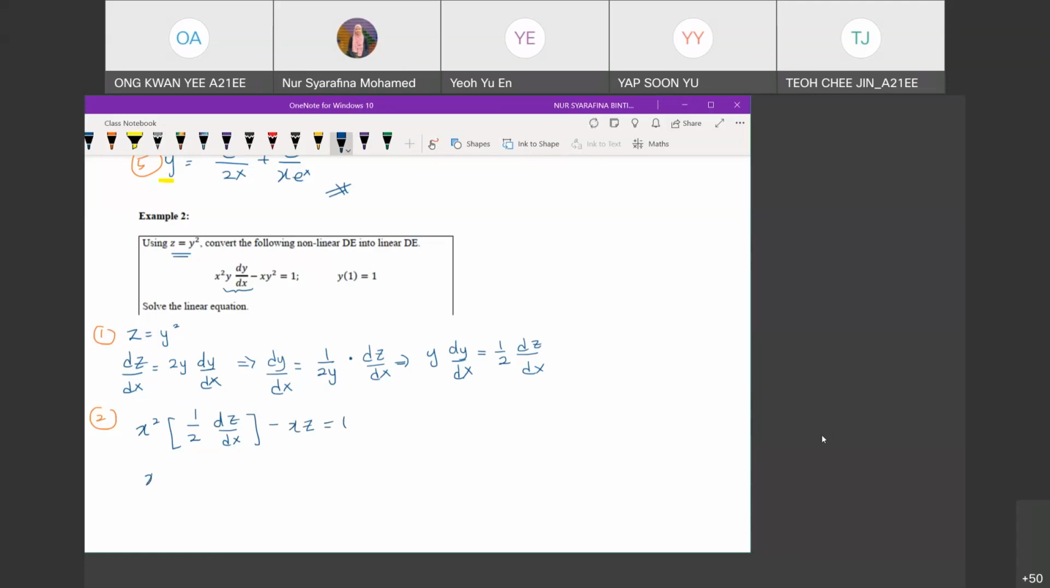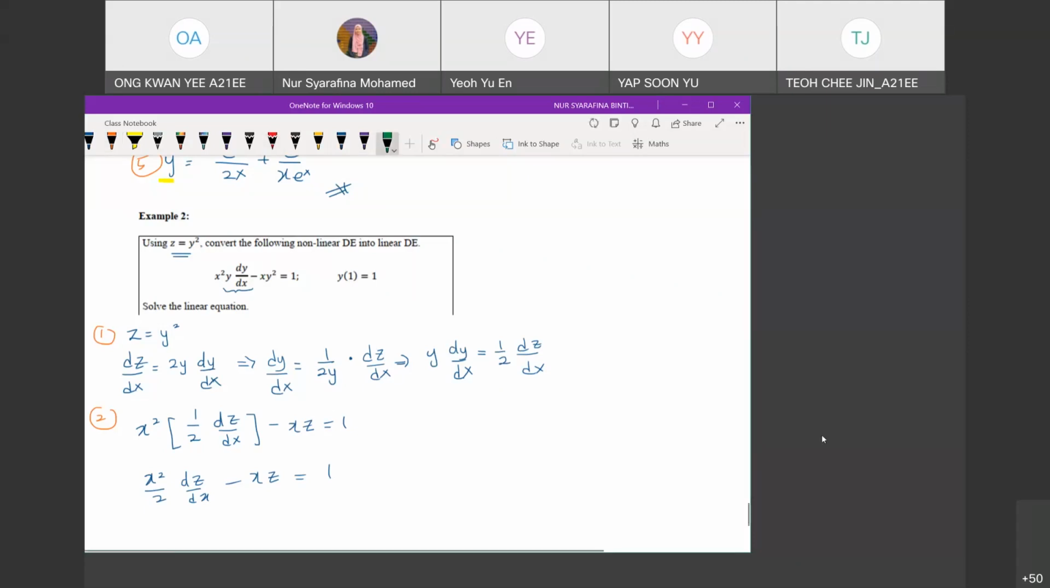So now you have x squared over 2 dz/dx minus xz equals 1. In order for the differential equation to be linear, what should you check first? The coefficient of dz/dx must equal what? 1. So you have to make sure this one equals 1 here. Then just multiply with 2 over x squared.